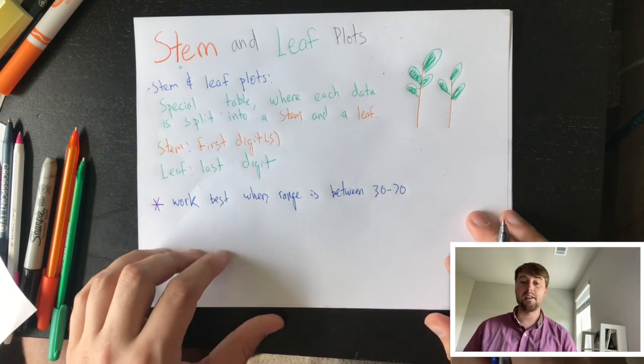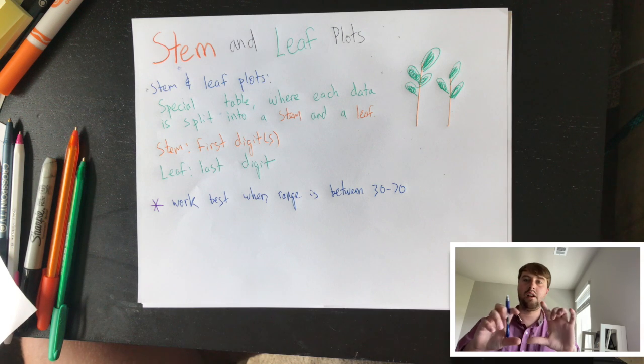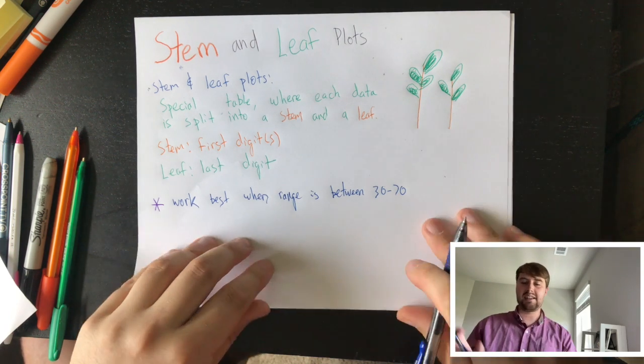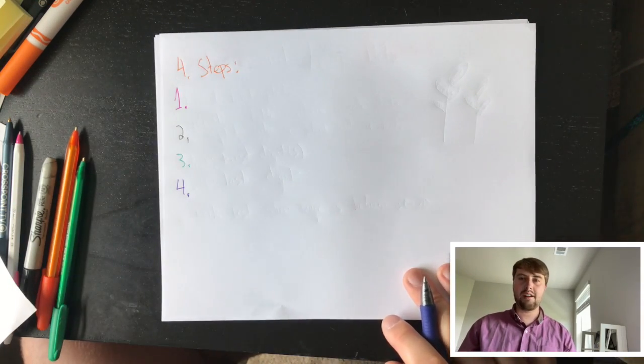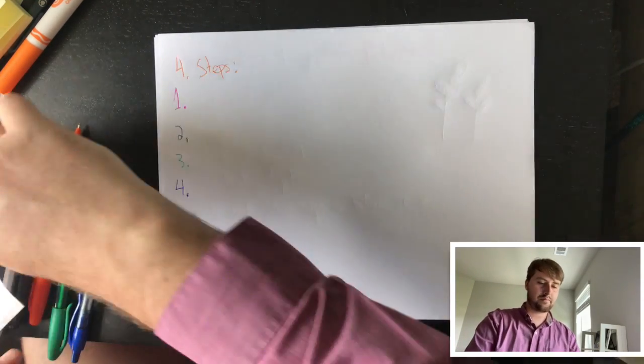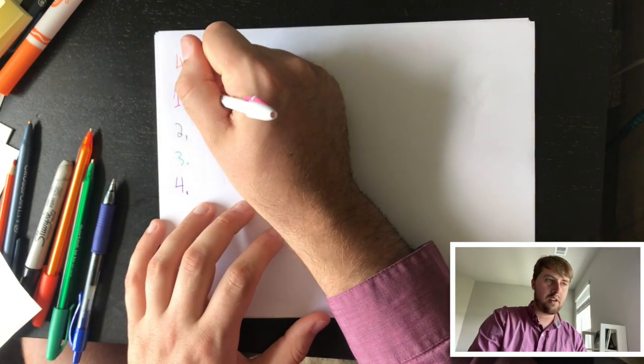They work best when the range is between 30 and 70 because you are able to have a few stems, but not too few, and not too many stems. You'll see what that looks like in just a moment. There are 4 quick steps. The first is to draw our diagram.